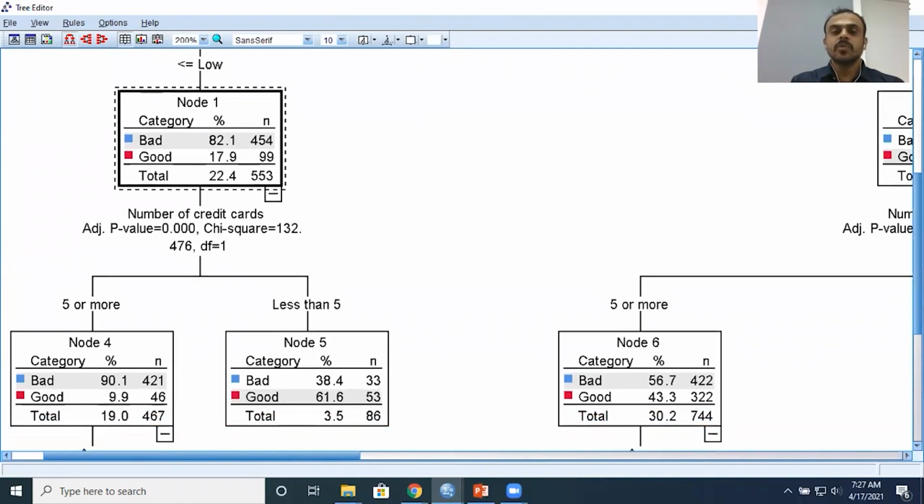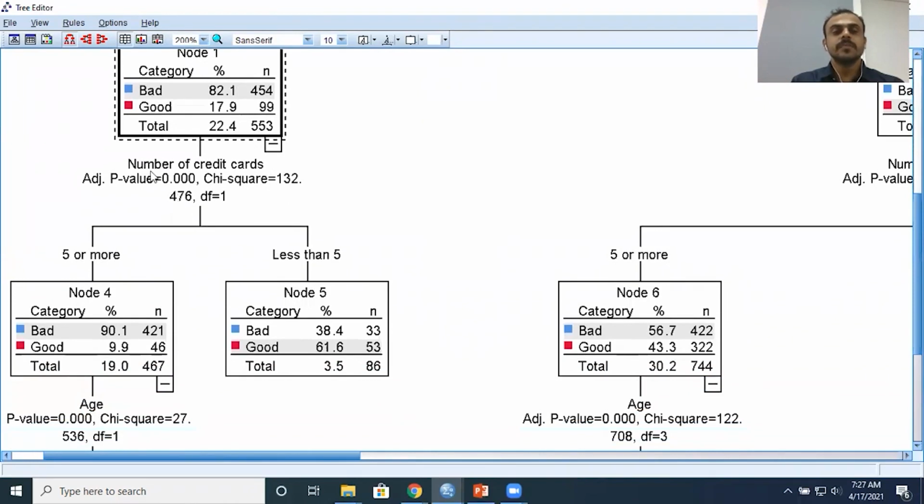If you further scroll down, what do you see here? Look at number of credit cards. This has been identified to be the second best predictor. First best predictor is income class. Second best predictor is number of credit cards. And the chi-square association is significant here because the p-value is smaller than 0.05 and the chi-square value is 132.